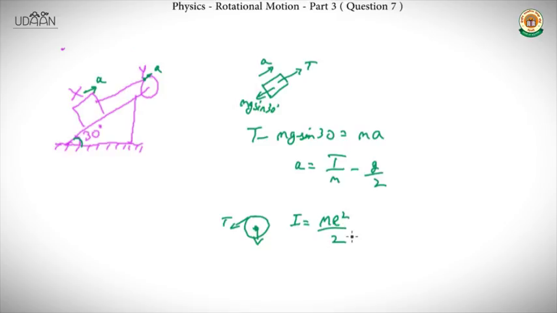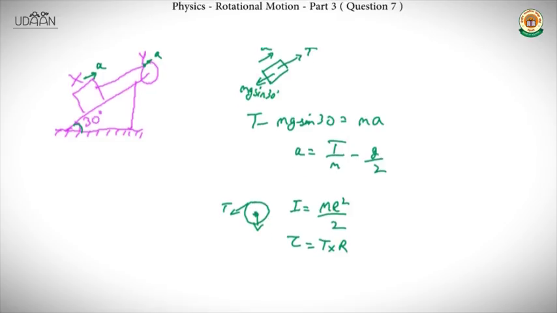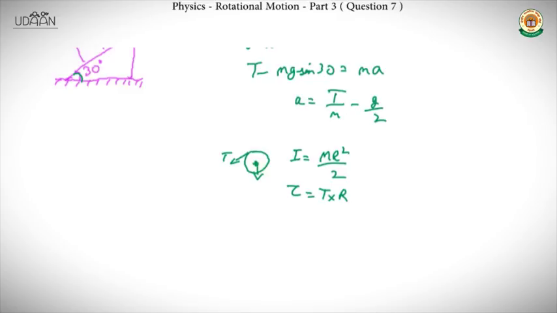Simple. We knew this from the introduction. The torque on the drum will be only because of the tension in the string, which is T. So the torque will be equal to T into R, the force into the distance from the center. Very simple. Now we know the moment of inertia, we know the torque. Finding the angular acceleration, very simple.